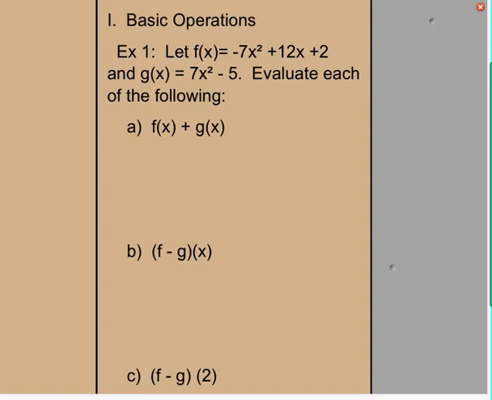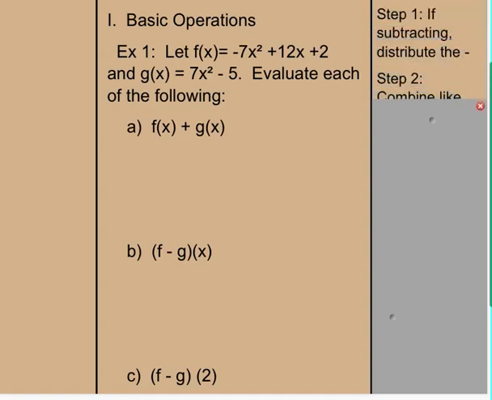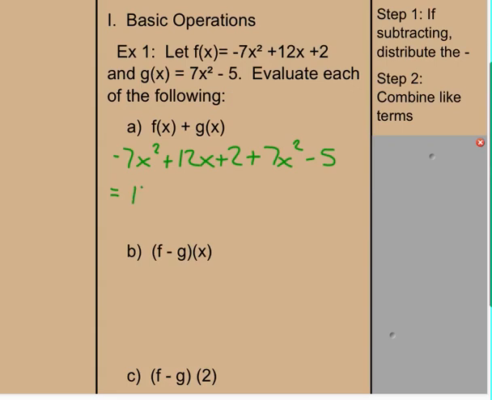All right, I do have steps over here, even though I really don't think we need them. This is review. We're just combining like terms. If you're subtracting, distribute the negative sign. So we've got f of x plus g of x, which gives us, combining like terms, our 7x squareds cancel. So we've got 12x, and 2 minus 5 is negative 3.